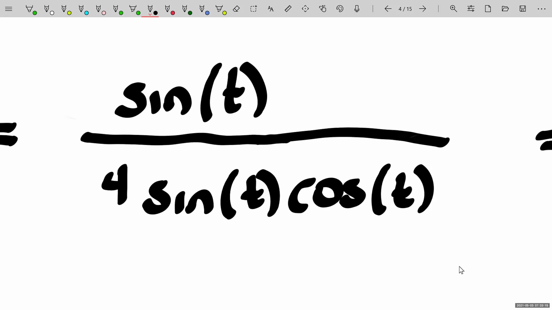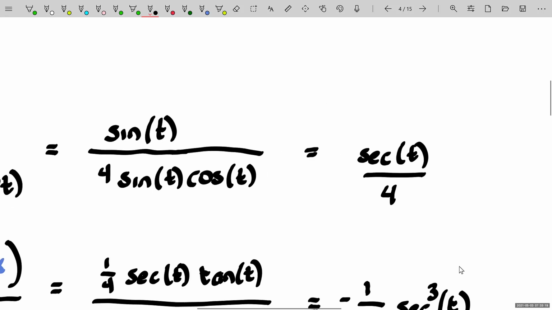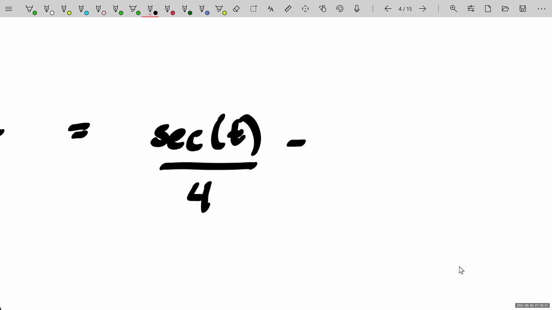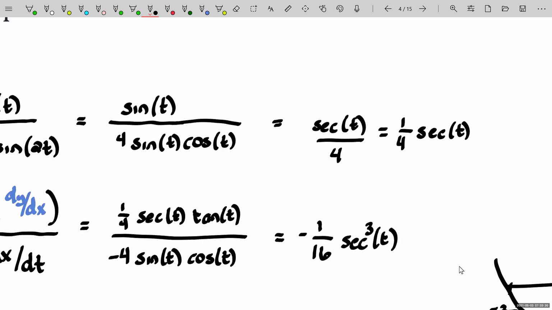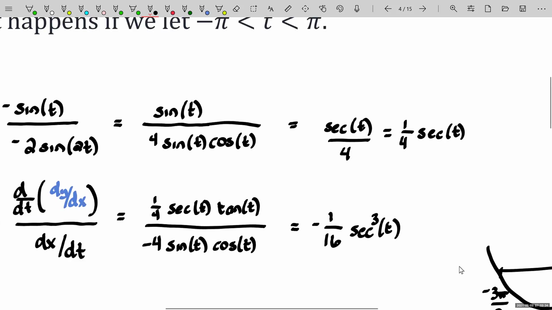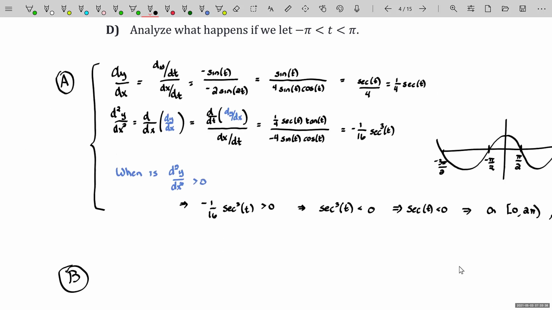Luckily, after simplifying, you don't actually have to worry about it. There's no way 1/4 secant of t, which is how I'd normally like to write that, is going to be 0. So dy/dt is not going to be 0 when dx/dt is not 0. That's probably a good way of saying that.